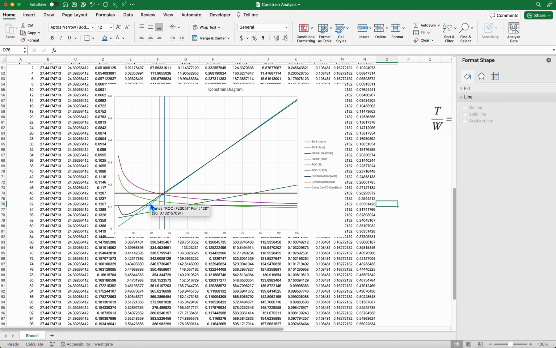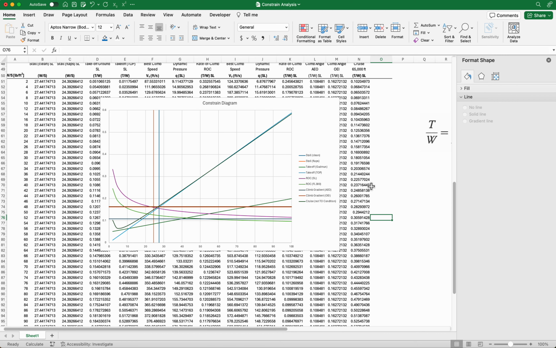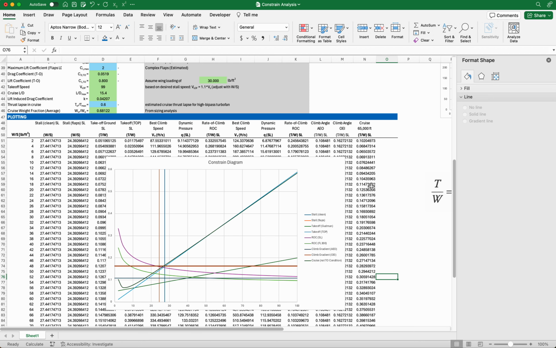So let's now adjust our thrust to weight ratio and account for things like our weight and our thrust lapse. So I'm going to copy over this column and plot them all together so we can see the difference. This time I'm going to have our thrust lapse, and I'm going to set that equal to 0.5.